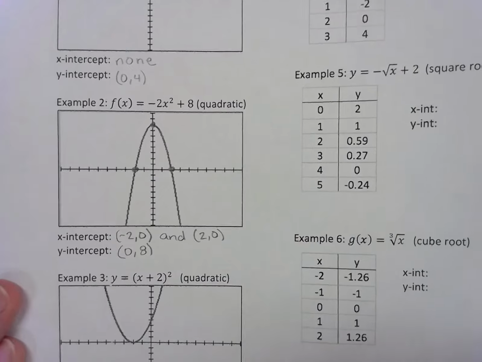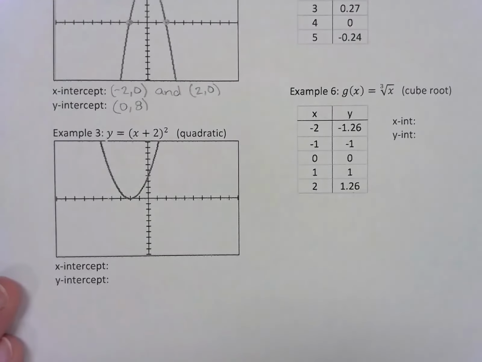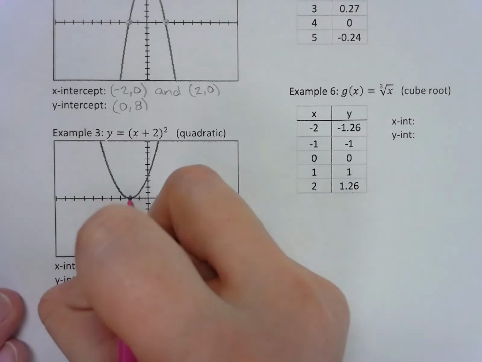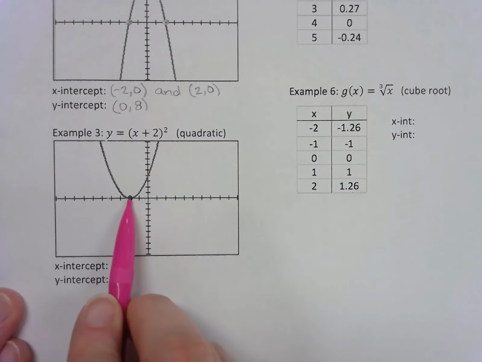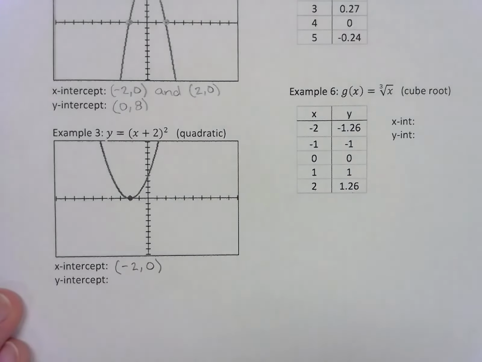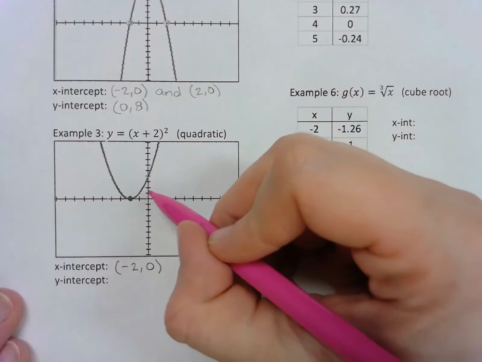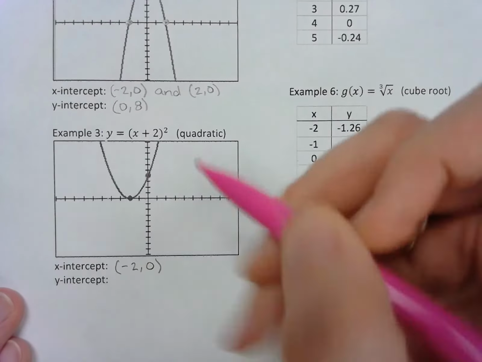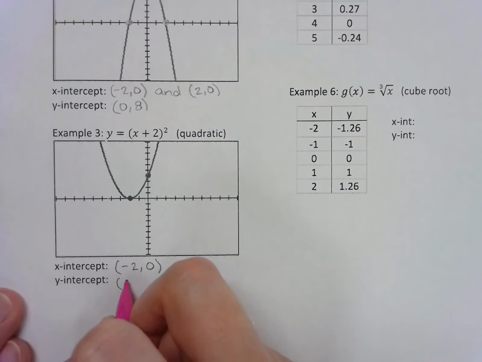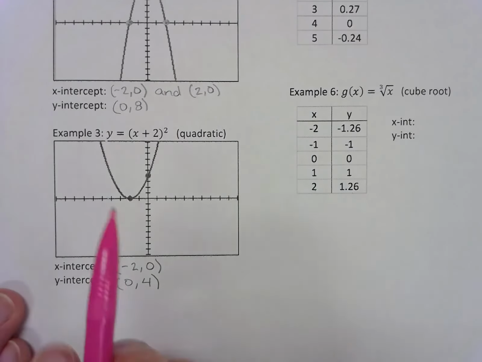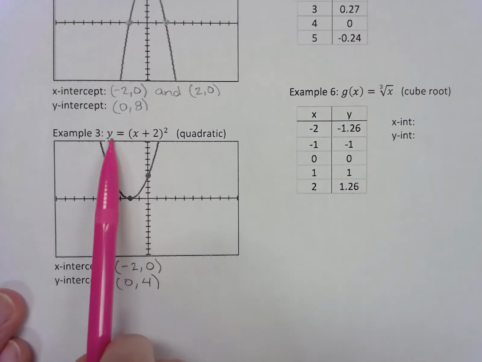Let's look at example 3. Our x-intercept is here at -2, 0. Our y-intercept is here at +4. So it'd be 0, 4. We cannot see that y-intercept in this form.